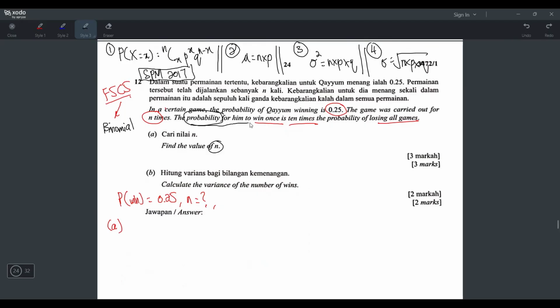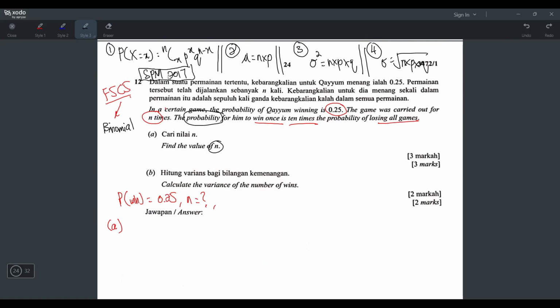Even this line is also the same. Probability for him to win once is 10 times, exactly the same as SPM 2017. Okay, yeah. So it's like they are recycling questions from SPM 2017. So I just thought that it's important to point it out. I just mentioned it because you all are preparing for the SPM.